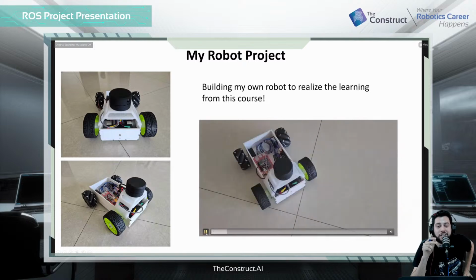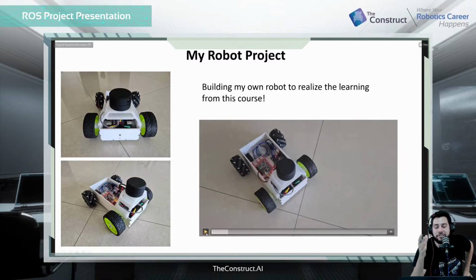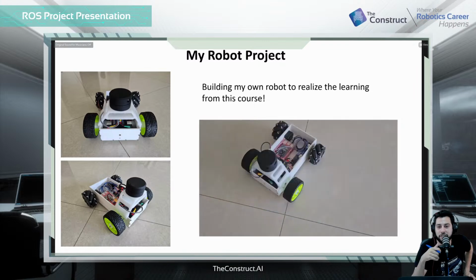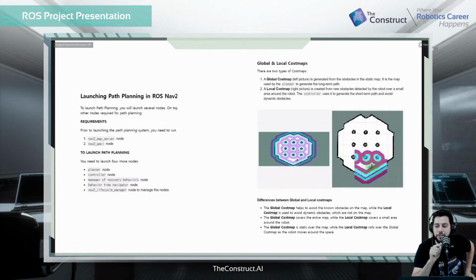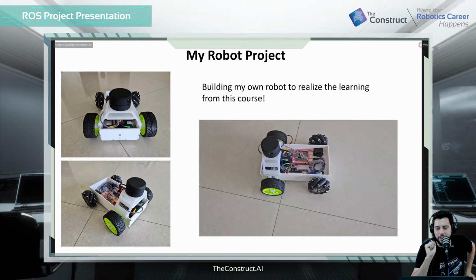Yeah, because if you were to put the drive on those front wheels, it would need to be something different. For example, the TEB local planner instead of the DWA that you used in this course. Sure, right. That's awesome. I love that. That's a great robot.